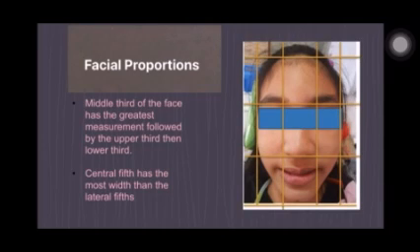Here, yung facial proportions, alam nyo naman na yung pagkuha nito. Yung horizontal and vertical proportions, di ba? Alam nyo naman, pag vertical, 4 lines, yung una is yung sa hairline niya, yung pangalawa is yung glabella, yung third is sa subnasale, and lastly, yung last line is sa soft tissue menton. So here, the middle third of the face has the greatest measurement, followed by the upper third, then the lower third. Central fifth has the most width than the lateral fifths.